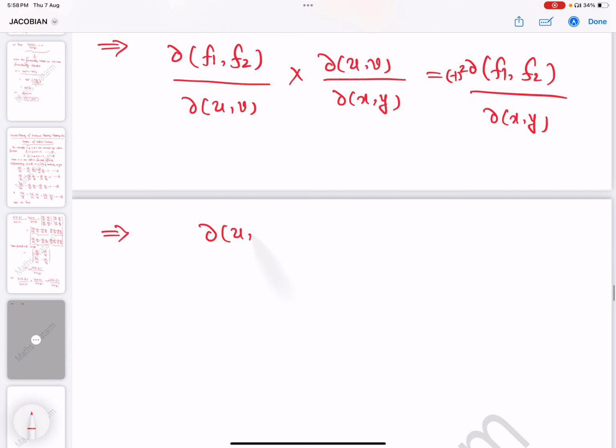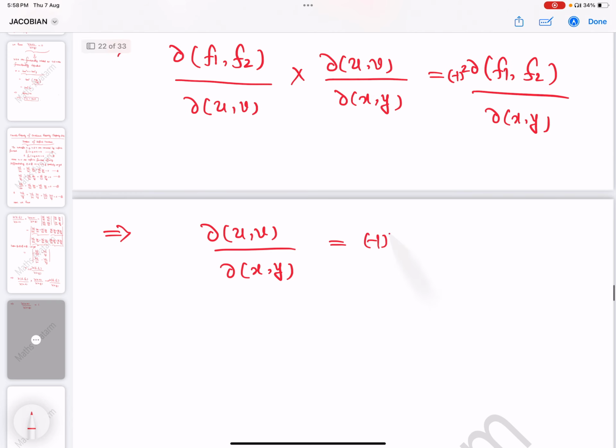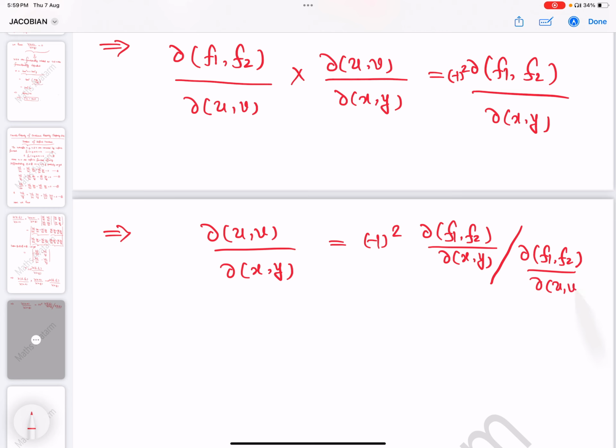So the Jacobian of u, v with respect to x, y is given by (minus 1) to the power 2 times the Jacobian of f1, f2 with respect to x, y upon the Jacobian of f1, f2 with respect to u, v. Okay, so this is the formula.